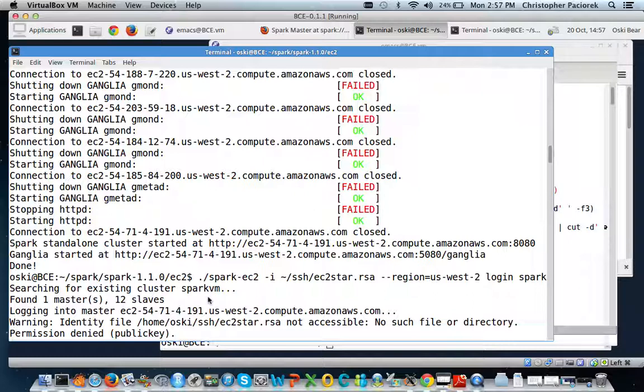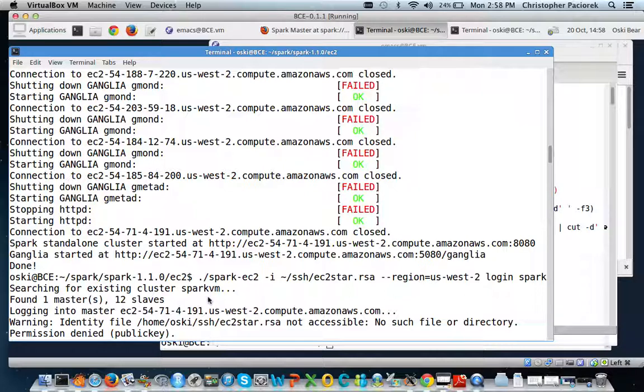The Spark scripts that allow you to do a lot of this also provide a sort of login functionality, and so we can also log in by calling the Spark script, again giving it the key, telling it what region, and then just say login Spark.